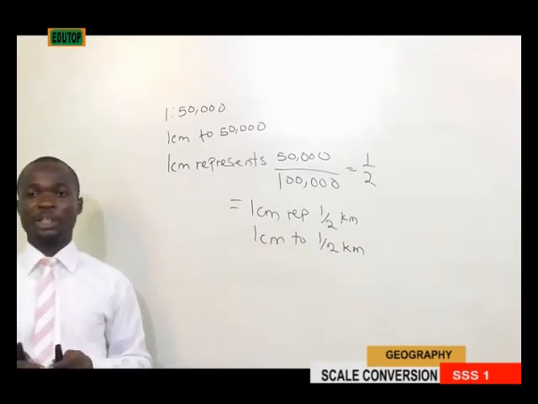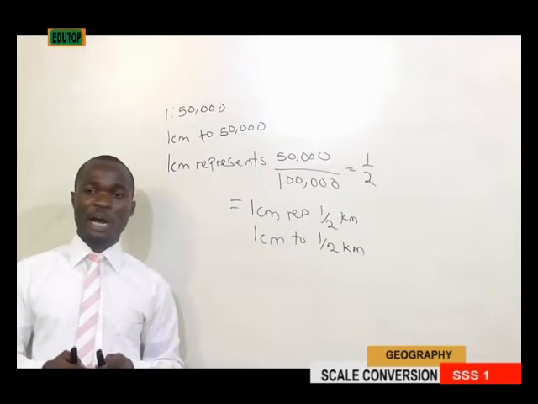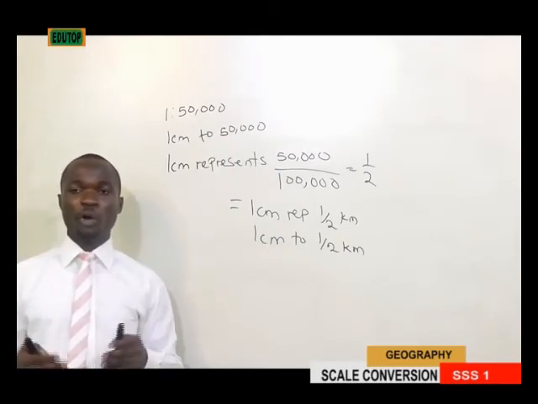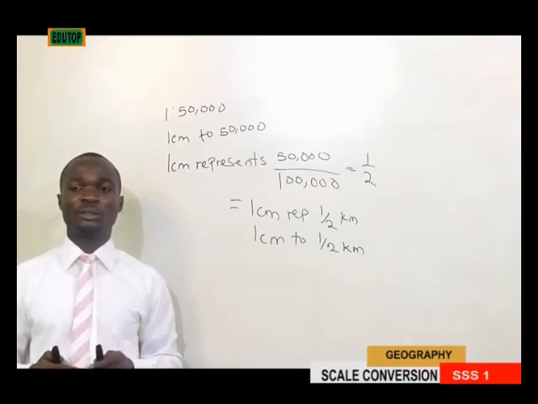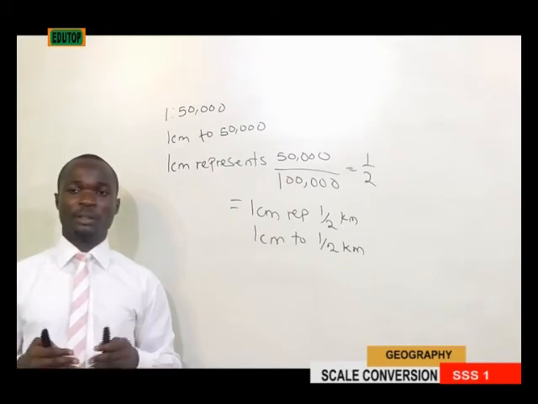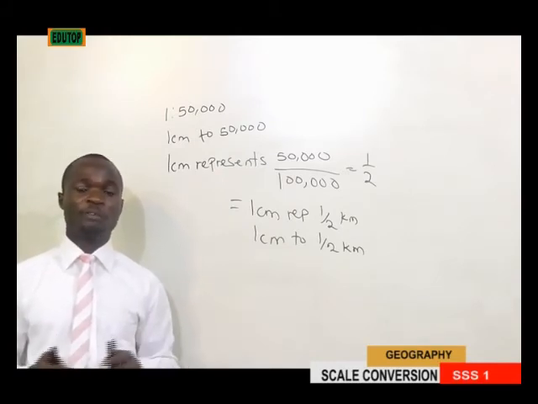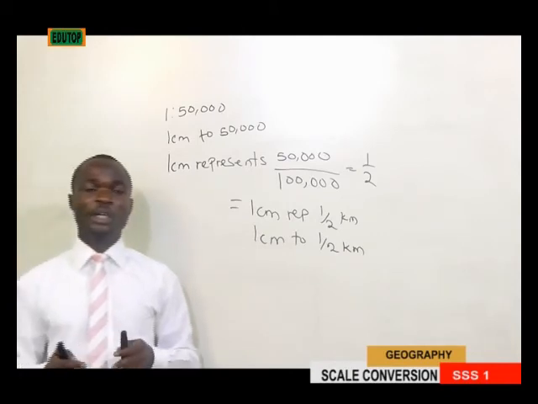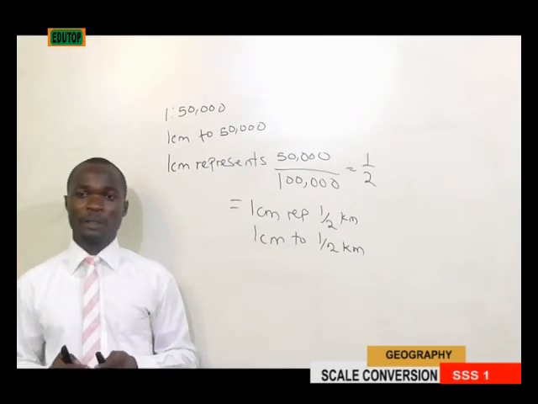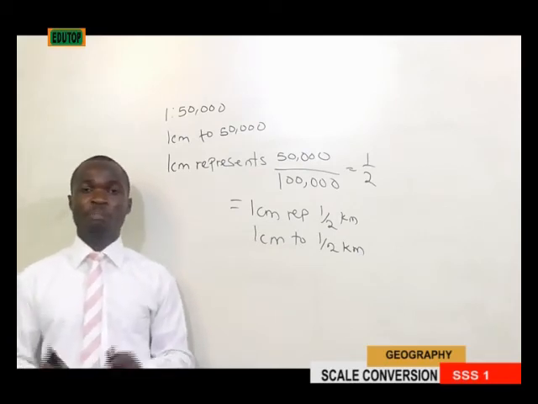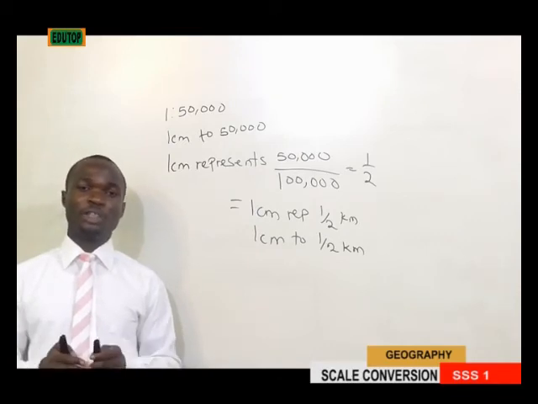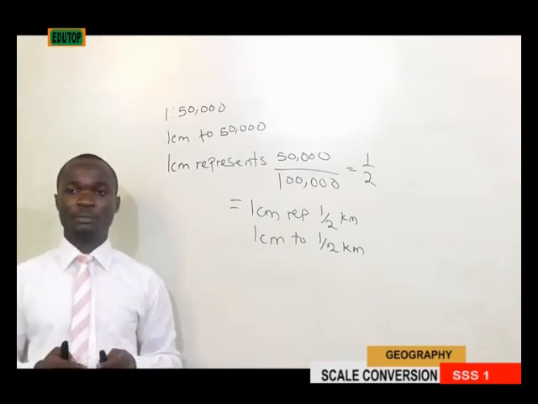So to arrange in ascending order, we have 1:3 million at the bottom, followed by 1:500,000. Next is 1:200,000. Then we have 1:50,000. Finally, we have a scale of 1:200 as the largest scale. So don't get confused when you see map scales in determining which is smaller or which is larger.